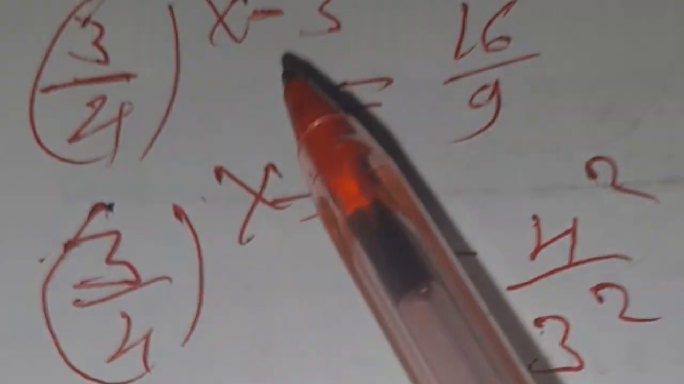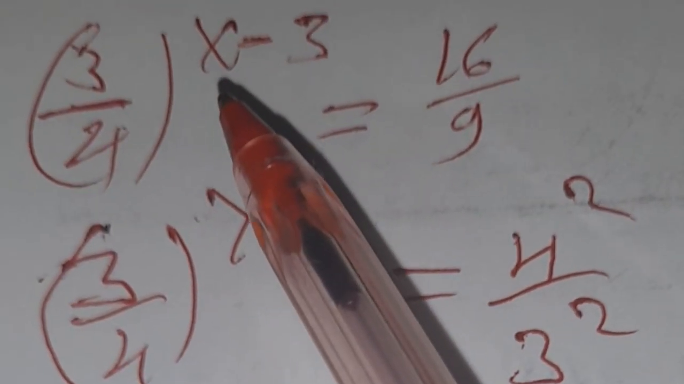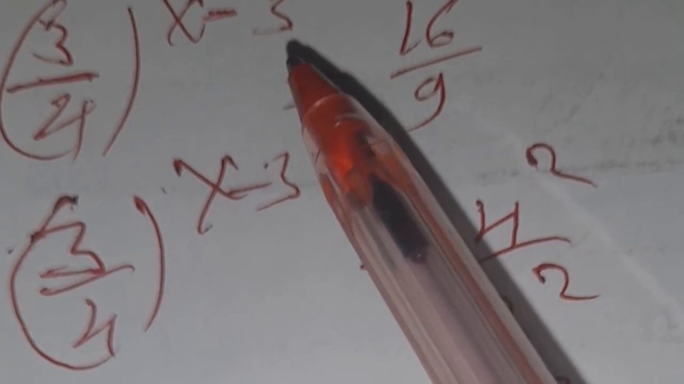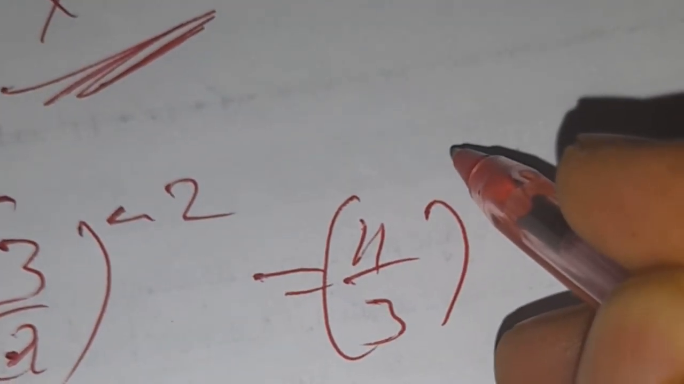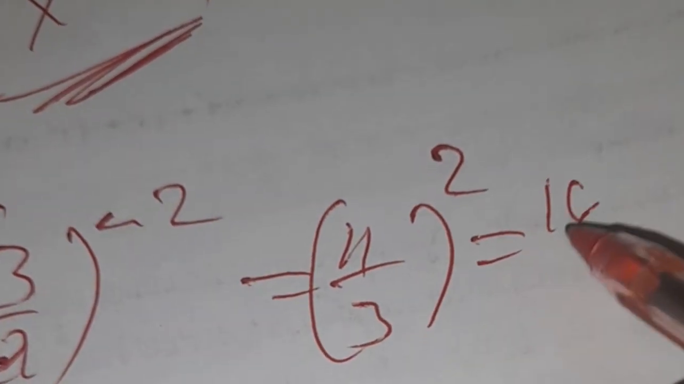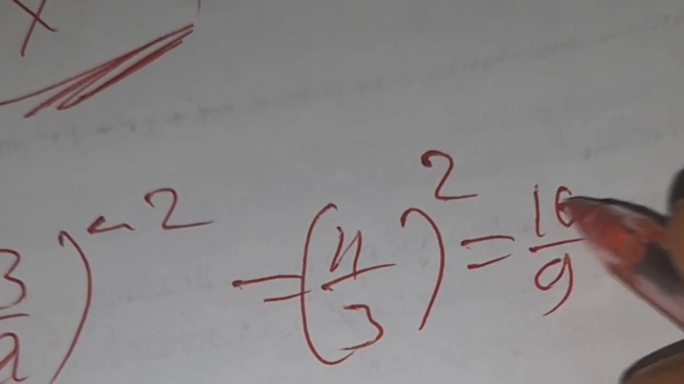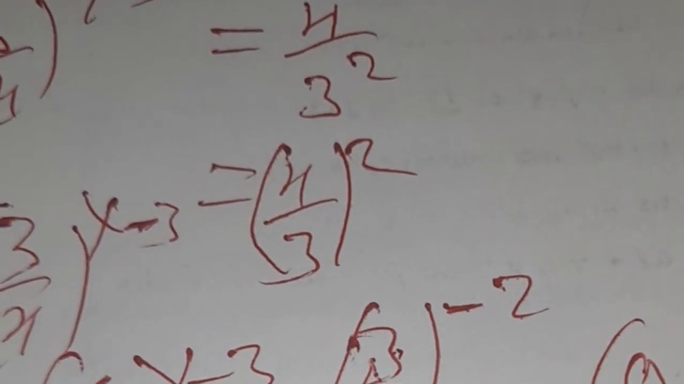Check it. x is 1. 1 minus 3 is minus 2, which means 3 over 4 to the power of minus 2. 4 over 3 to the power of minus 2 is changed to positive 2, which is equal to 16 over 9. 16 over 9 is equal to 1. Thank you.